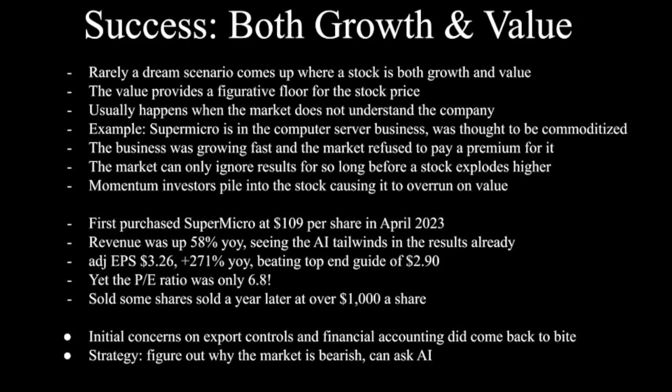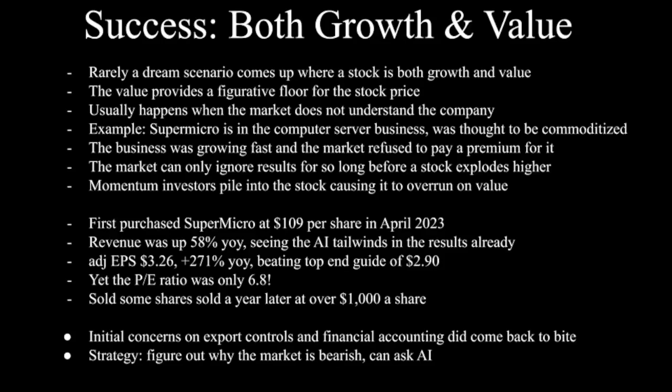And in the most recent quarter at that time, revenue was up 58% year over year, and the company was seeing AI tailwinds in the results already. Supermicro earned adjusted EPS of $3.26 per share, which was up 271% year over year. And that beat the top end of the guidance on EPS, which was $2.90. Yet somehow the PE ratio for this company was only 6.8, which was incredibly cheap for a technology company.